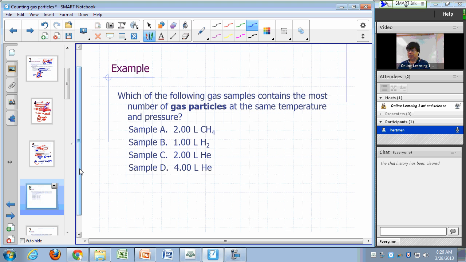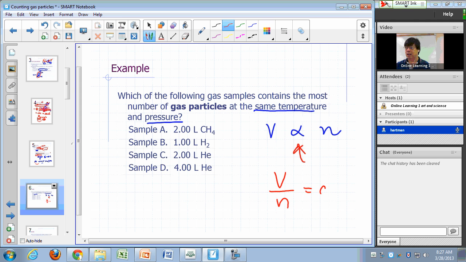All right, so let's look at a couple of examples here. Which of the following samples will contain the most number of gas particles at the same temperature and pressure? Okay, so same temperature and pressure, so volume is directly proportional to number of moles. By the way, this symbol right here, that means directly proportional. So V over n is a constant.